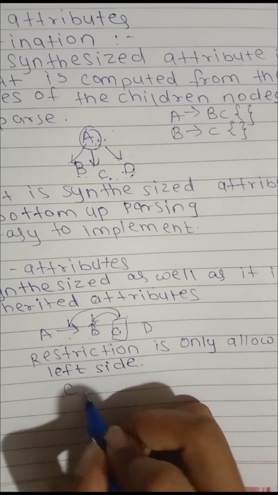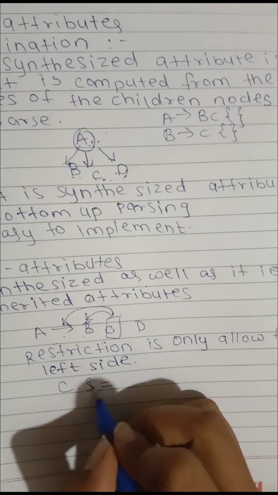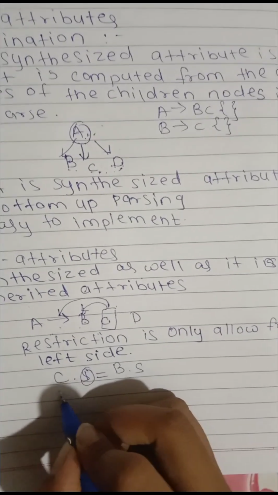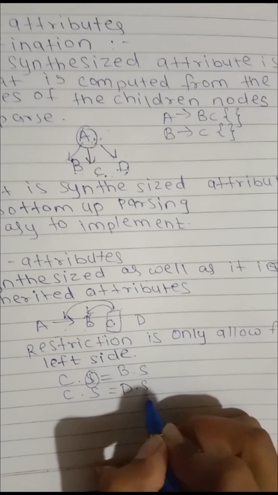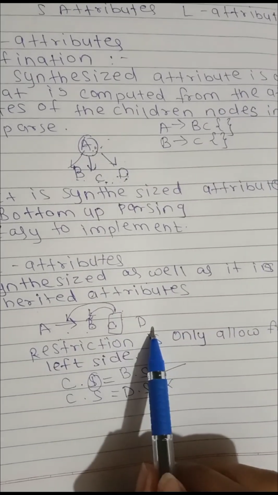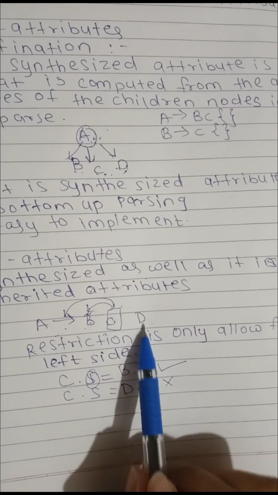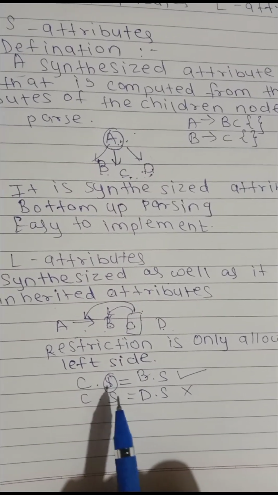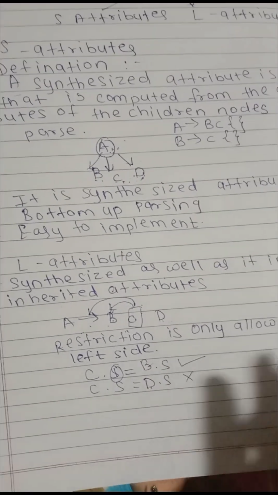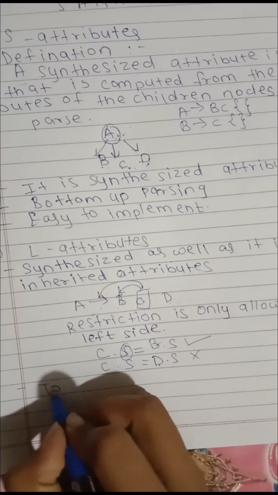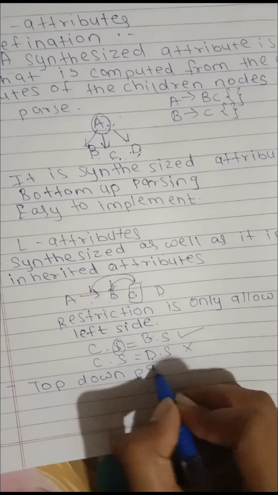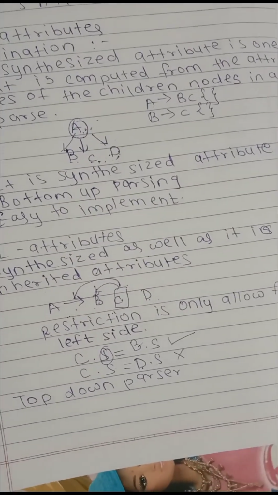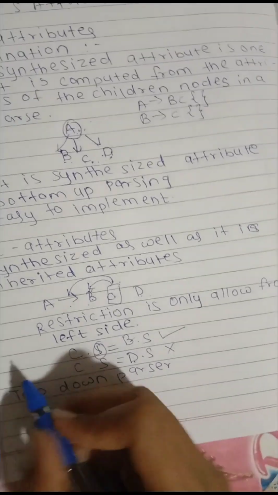For example, C, side means side. D is the right side of C and B is the left side of C. So B is allowed. And in case of inheritance, D is not allowed because it is the right side of C. It is a top down parser, and requires careful control of the attribute flow to avoid circular dependency.